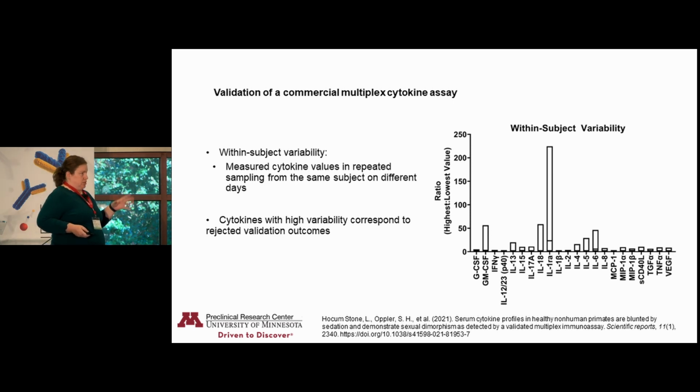Where it gets interesting is if you think about that matrix we created, we also looked at within-subject variability. We took samples from several animals across multiple different time points and then measured the cytokine values. These were all naive animals and nothing was happening to them, so it should be pretty much the same. But here you'll see the cytokines that had the highest variability within those time points are the ones that also corresponded to rejected validation measures. So if you hadn't done this work, you might be accidentally attributing what you see as a change in cytokine expression to your test article or your disease model, but in fact it's just an analyte that's a little bit more variable for your application.